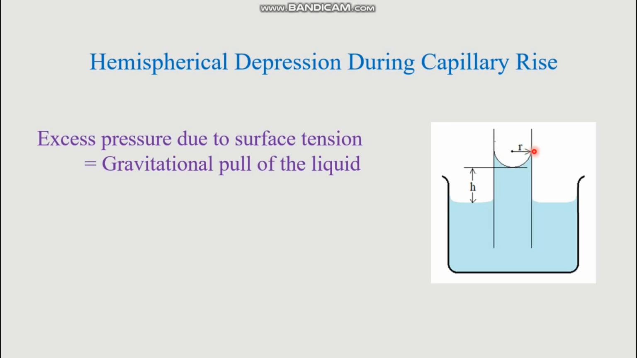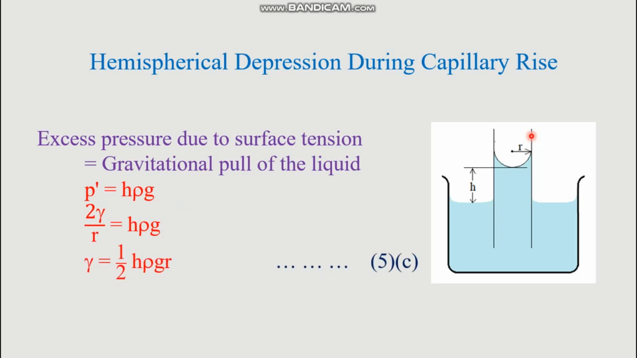Now this upward pull is balanced by the downward pull due to the gravitational pull of the liquid. So at equilibrium these two are equal. The downward pull, as I have mentioned, is h rho g, where rho is the density of this liquid. Then what about the upward force? You know that is twice gamma by r. So twice gamma by r must be equal to h rho g.